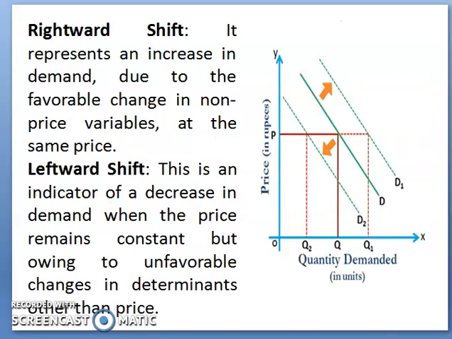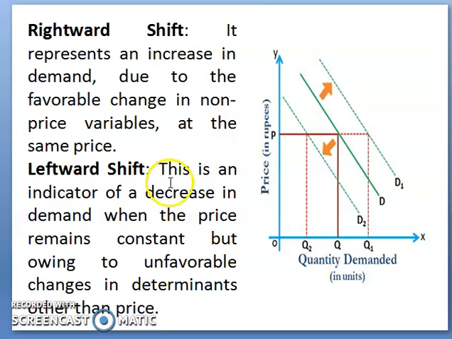The first is the rightward shift. It represents the increase in demand, due to favorable changes in the non-price variables at the same price. So increase in demand, or rightward shift in demand curve, may occur due to the increase in income, rise in the price of substitute goods, fall in the price of complementary goods, favorable change in tastes and preferences, expectation of rise in price, or increase in population.